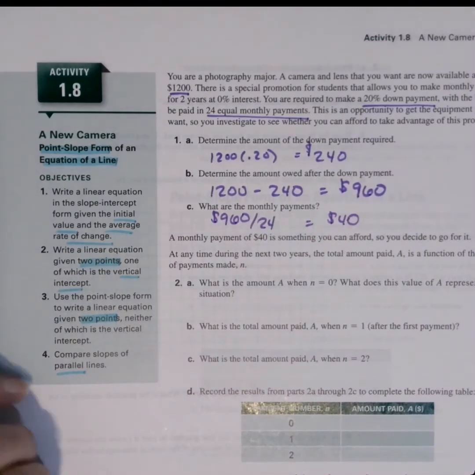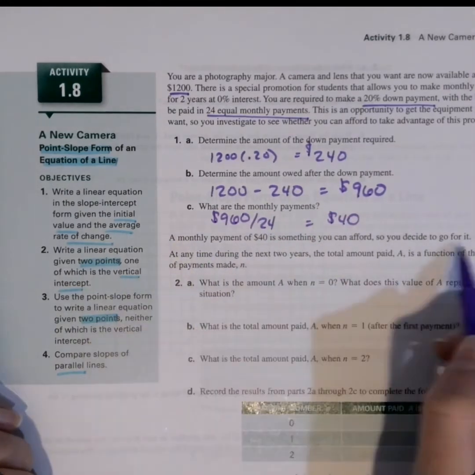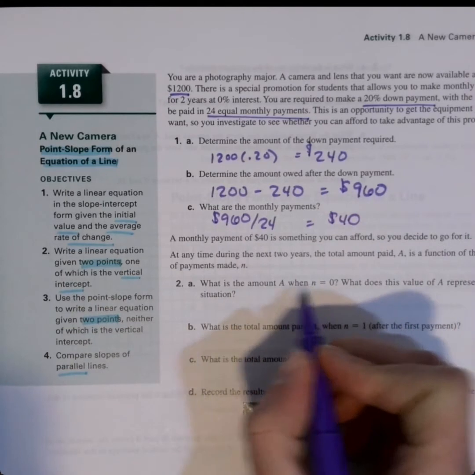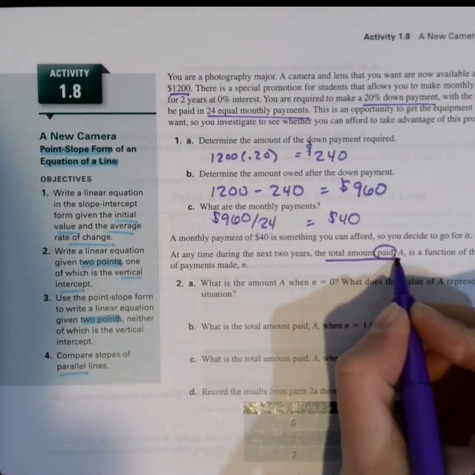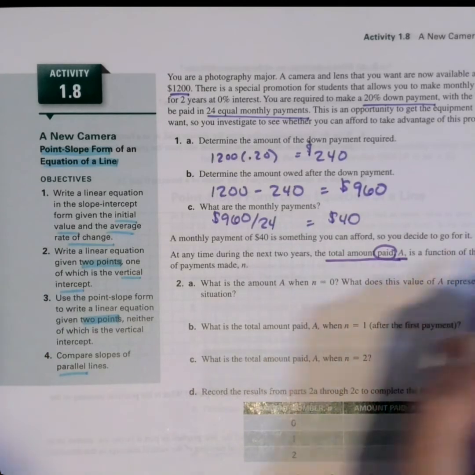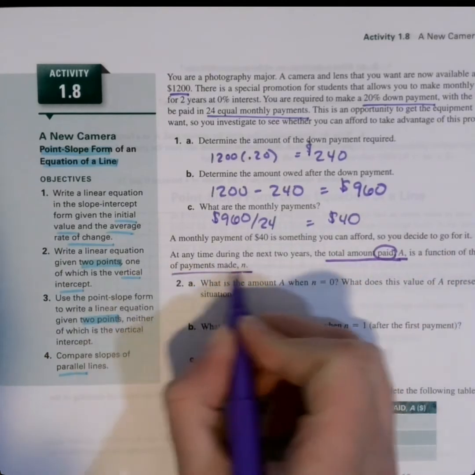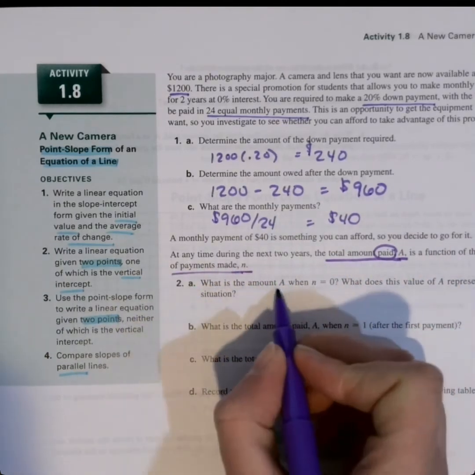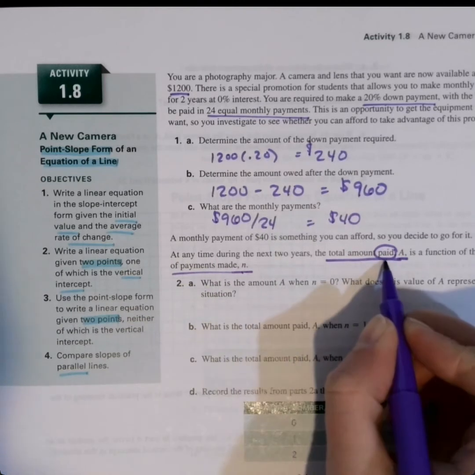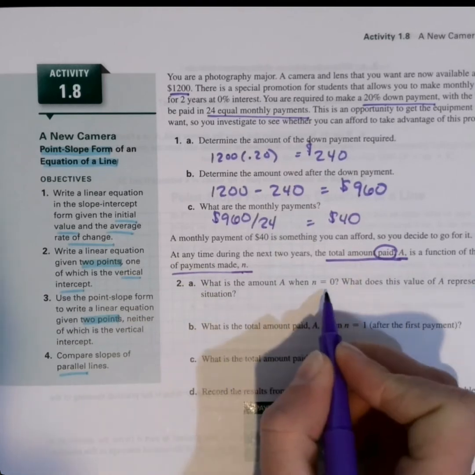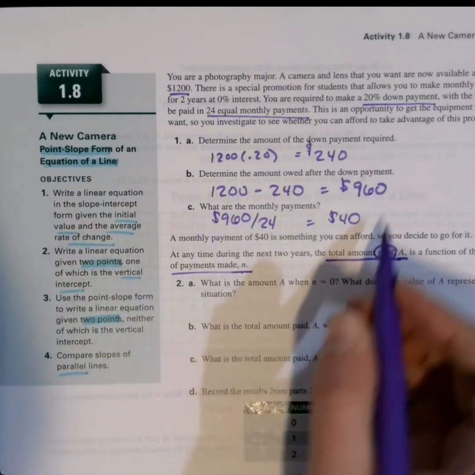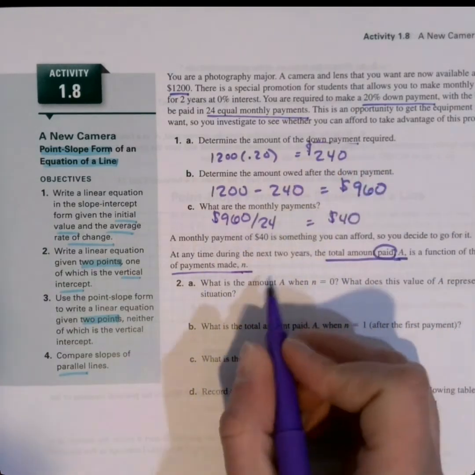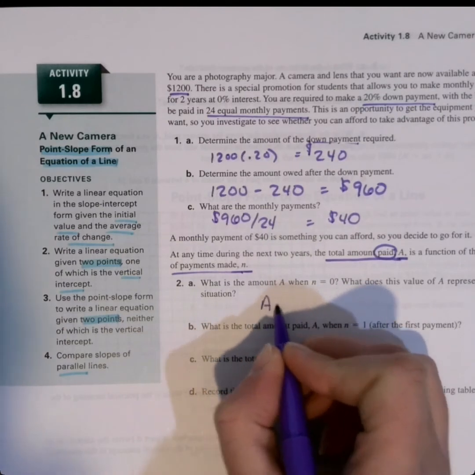All right, so continuing on, I decide I can afford $40, so I go for it. What is the amount A? So the total amount paid is going to be A, and that's going to be a function of the number of payments made. So the amount A, what is the amount I've paid when n is equal to 0? So when I've made no monthly payments, all I have paid is this down payment. So my A value would be $240.